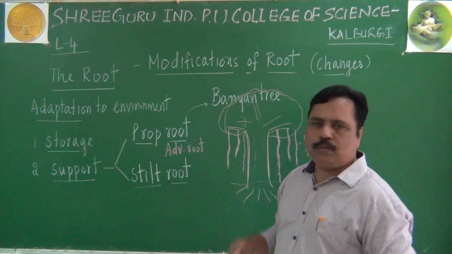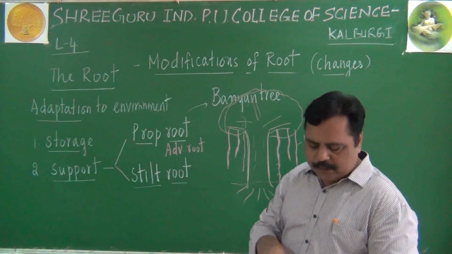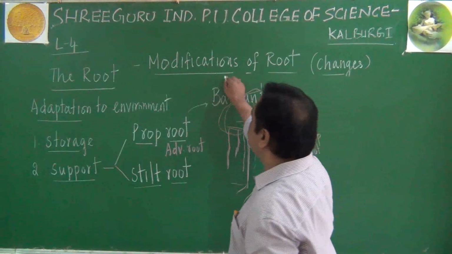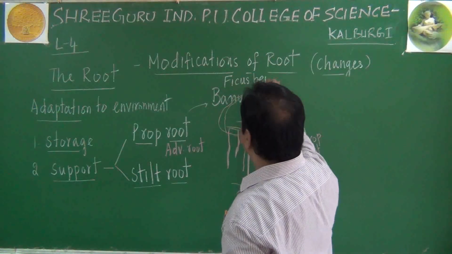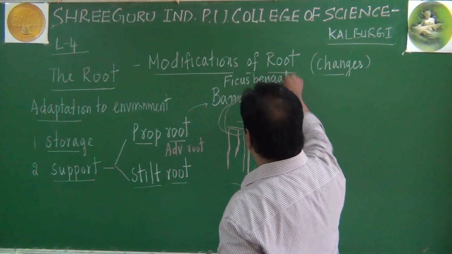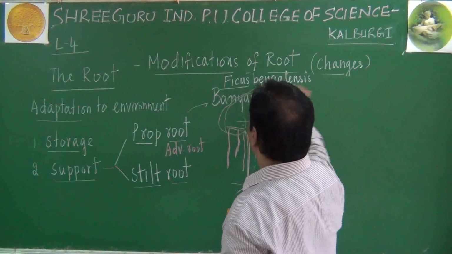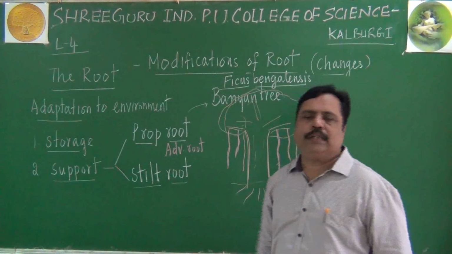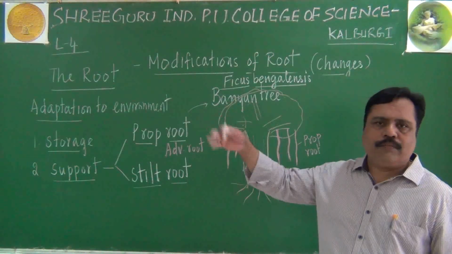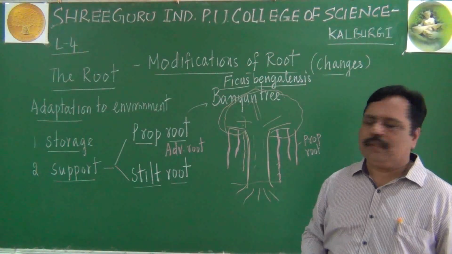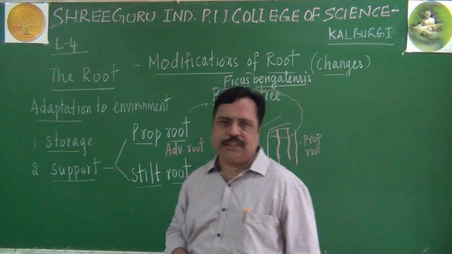So that is prop root. What is the example for prop root? Banyan tree. Banyan tree's biological name is Ficus bengalensis. Remember, Ficus bengalensis. That is the biological name of a fig plant or a ficus plant. So I was telling you about various types of modification. Here for support we come across a prop root system.